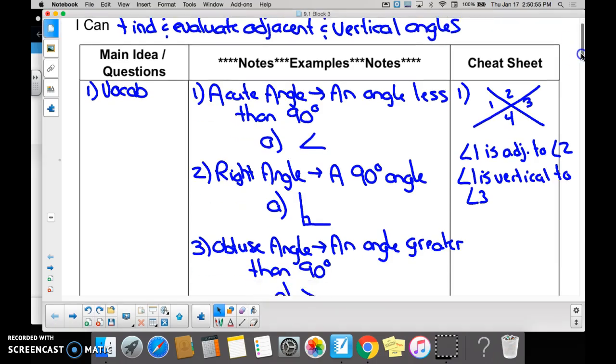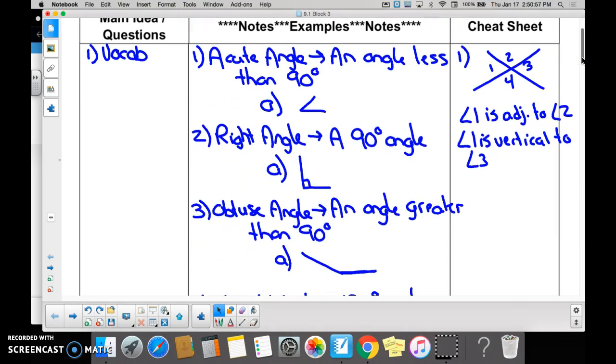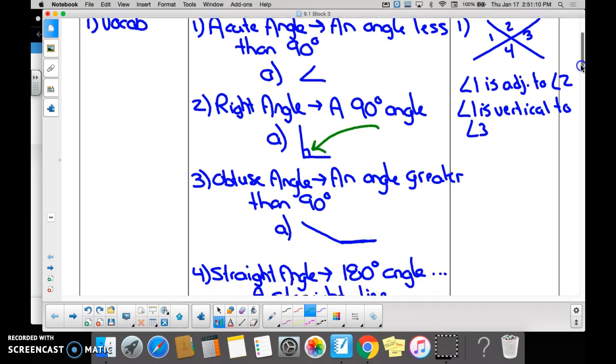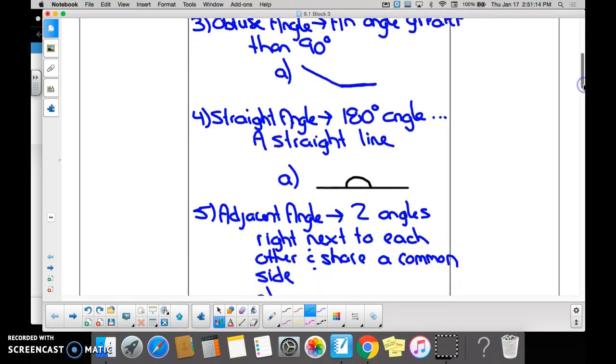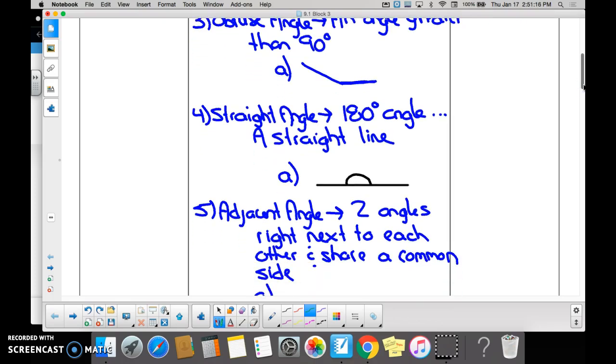All right, acute angles. They're not just pretty angles. They're also angles that are less than 90 degrees. Right angles are how much? 90 degrees. In order for you to know you have a right angle, do you need this symbol? Yes. Obtuse angles are greater than 90 degrees. Straight angles are what? 180 degrees.